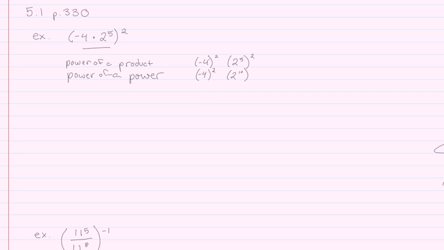If I were to evaluate that, that would give me 16, and then 2 to the 10th is 1024. And then I can go ahead and multiply those. And my end result for this expression would be 16,384. Alright, so this would be simplify, and this would be evaluate.